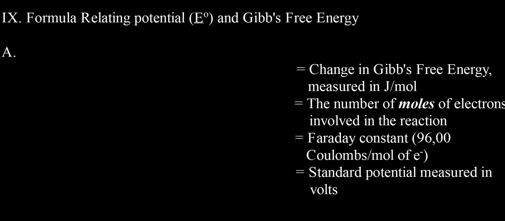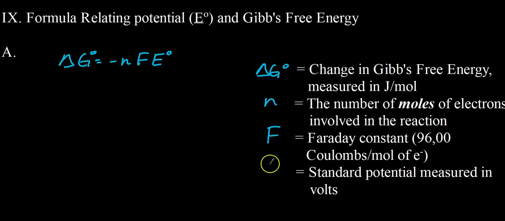All right, so hopefully you already have an idea about the relationship between E naught and delta G. So here is the equation showing that relationship. And technically that's delta G naught. The number of moles of electrons gained, lost, transferred, however you want to look at it, is n. Faraday's constant once again. And then our standard potential measured in volts.